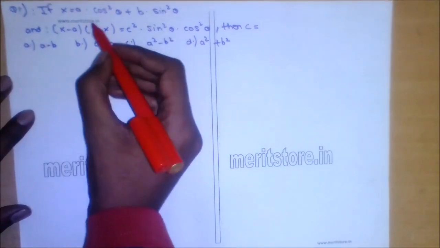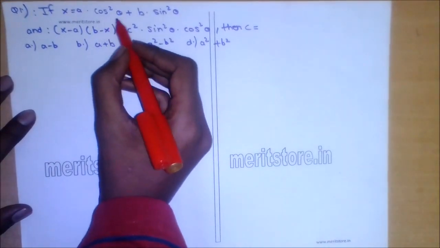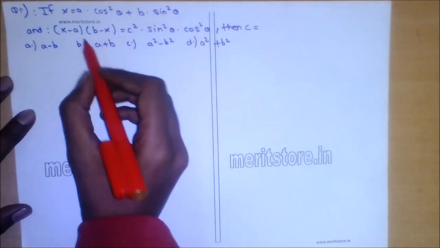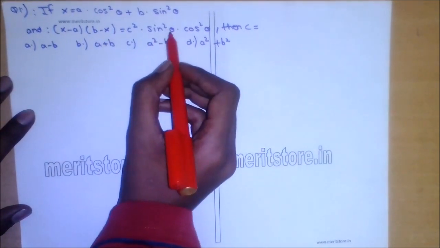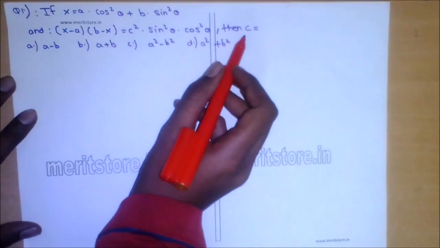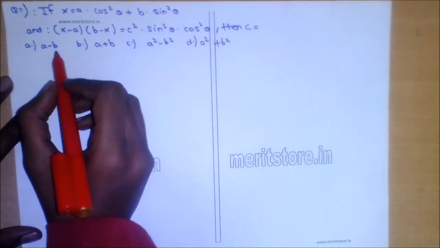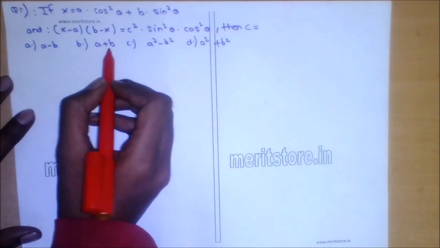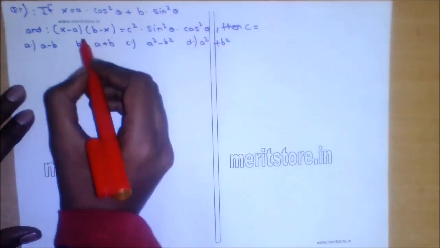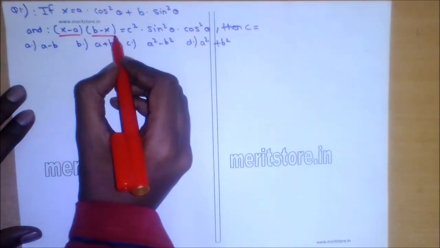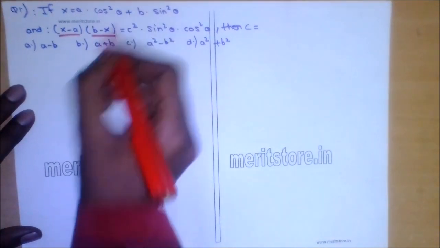It is given that x equals a cos square theta plus b sin square theta and (x minus a) into (b minus x) equals c square sin square theta cos square theta. We have to find the value of c. The options are a minus b, a plus b, a square minus b square and a square plus b square. So first we find the individual factors using this equation.